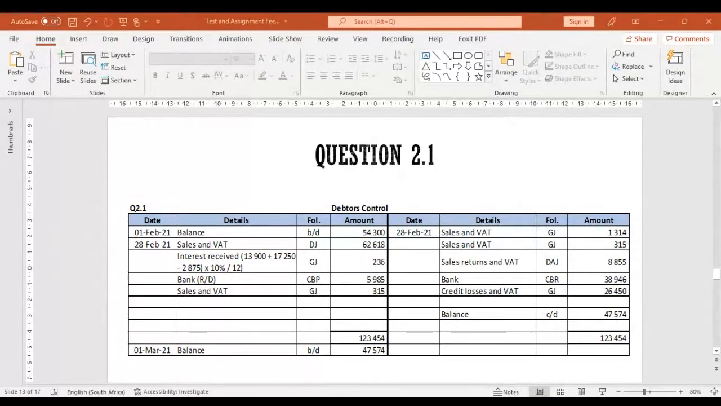And then for the bank, the most common error was you used the total amount received from bank as opposed to just the debtors control portion.